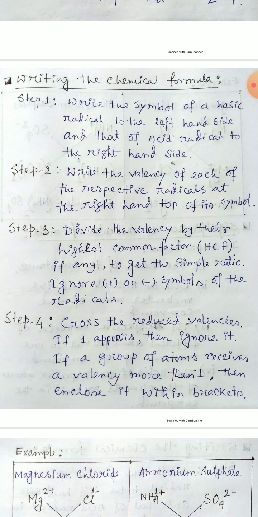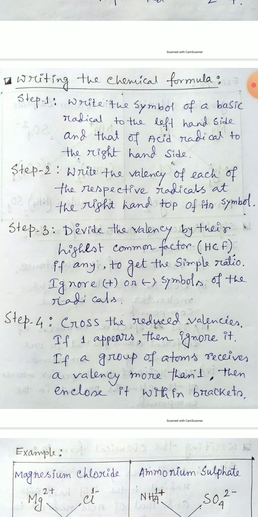So you have to memorize, you have to remember the symbol or charge of the symbol of the radicals first. Now, how to write molecular formula or chemical formula? There are four steps mainly in the writing of chemical formula.